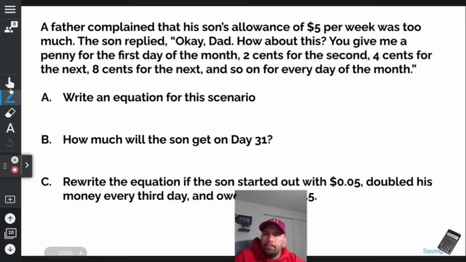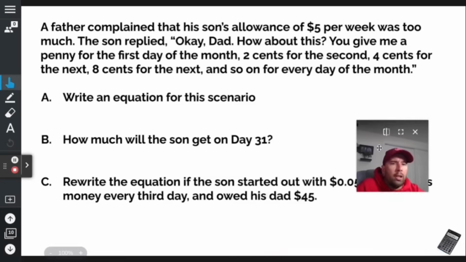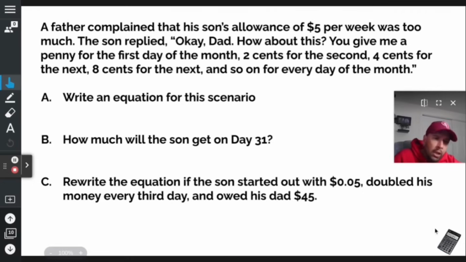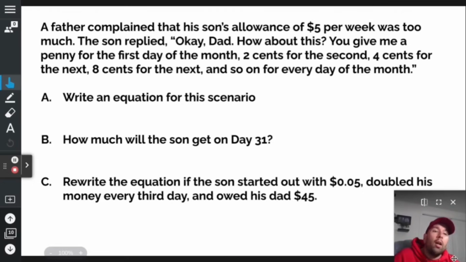All right. A father complained. Oh, those dads always be complaining. A father complained that his son's allowance of $5 per week was too much. His son replied, "Okay, dad, how about this? You give me a penny for the first day of the month, 2 cents for the second, 4 cents for the next, 8 cents for the next, and then every day and so on and so forth until you're done."